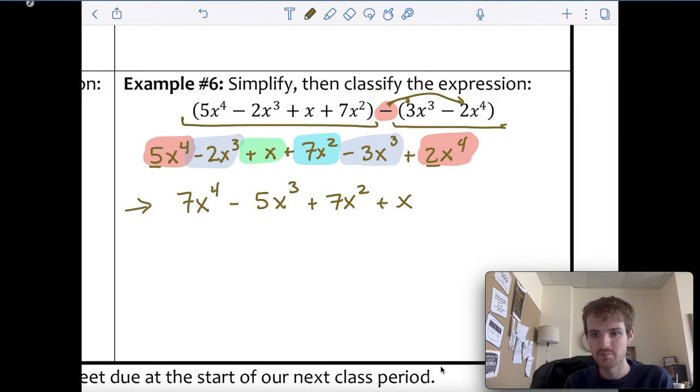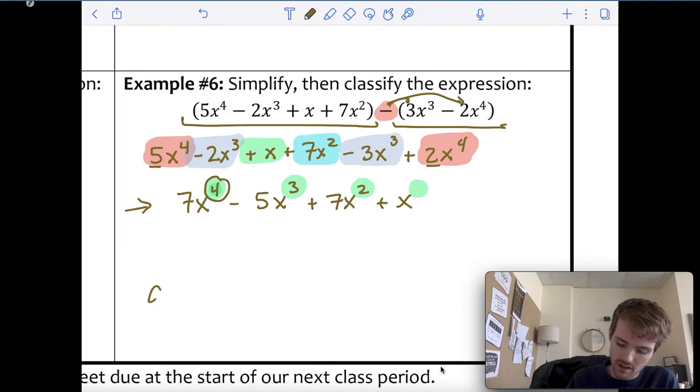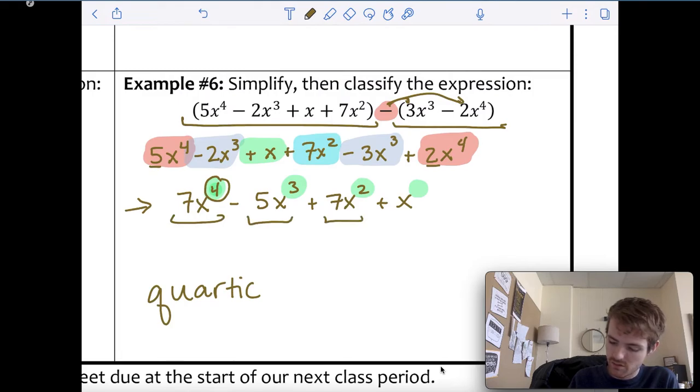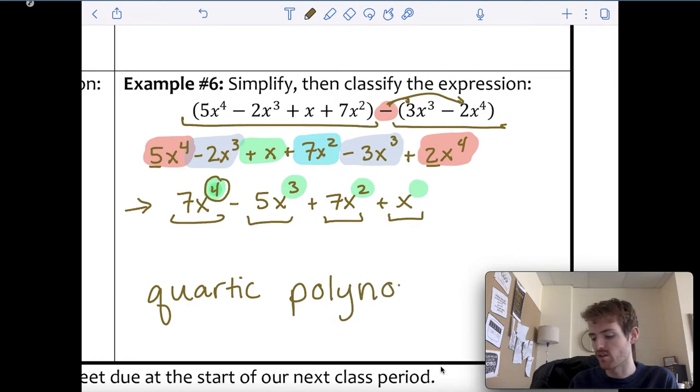Double check it's in standard form. Once again, that just means when we look at our exponents, do they go from biggest number to smallest number? Here, yes, they do. Then we classify this. A degree of 4 we call a quartic, and there's 1, 2, 3, 4 terms. When we have 4 or more terms, we call it a polynomial. If you got this, very well done. If you made minor mistakes, just fix those edits and you'll be good to go.